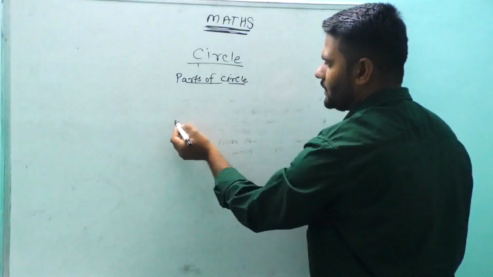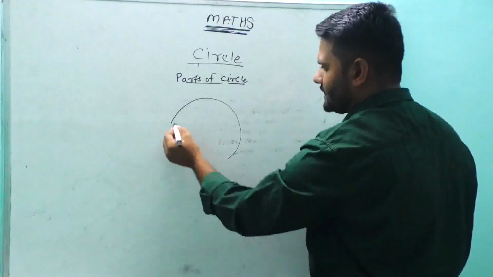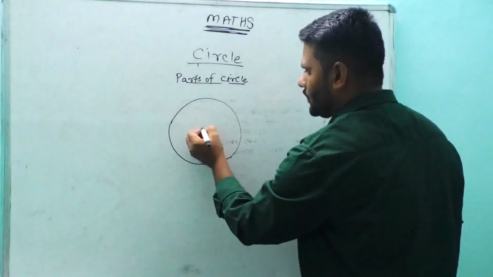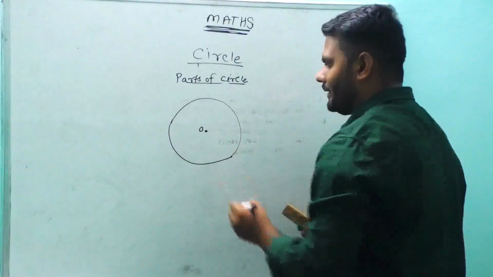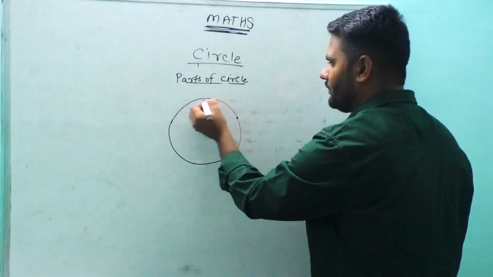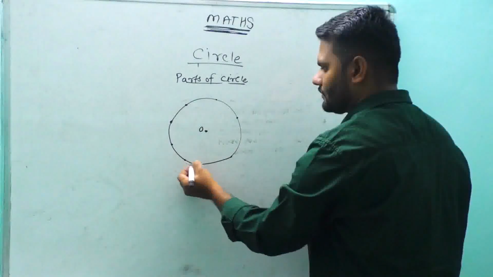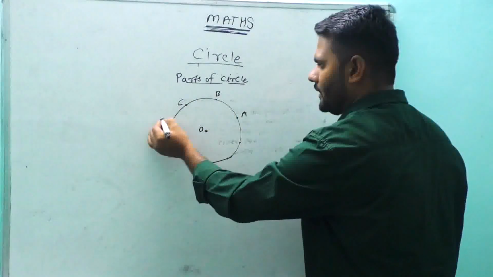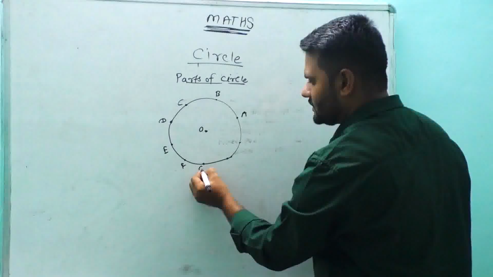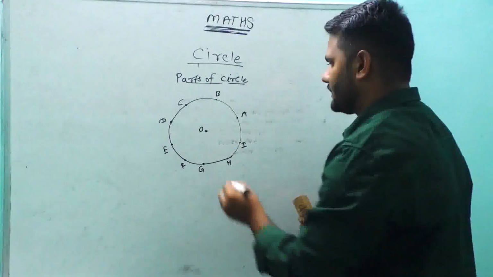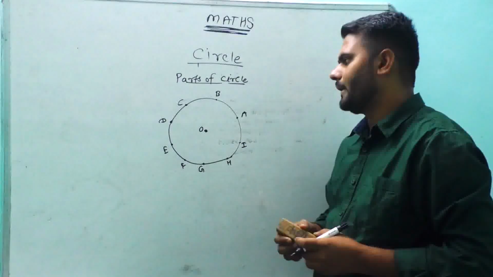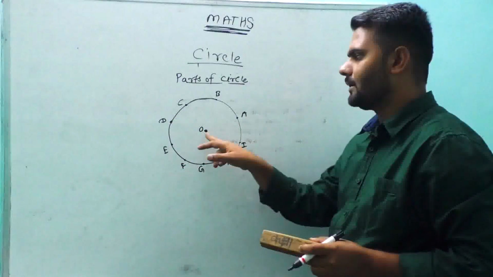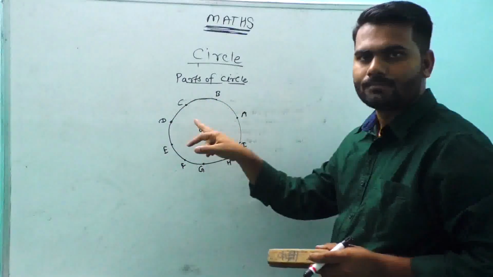First of all, the shape of the circle looks like this. This is the fixed point of the circle, O, and here are many points on the boundary of the circle, like A, B, C, D, E, F, G, H, I, etc. The locus of all these points, besides the point O, is called the circle.